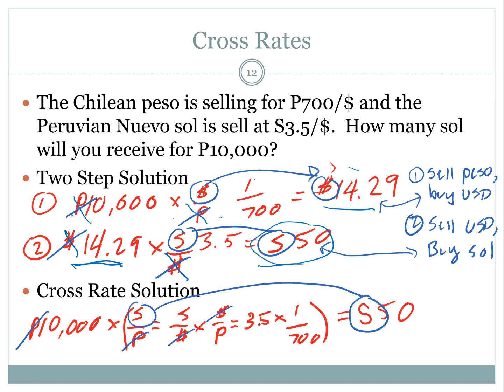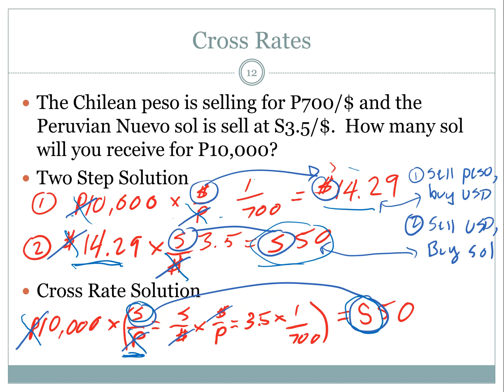Or you can do a one-step process and just try to figure out what the cross rate is. So let's think about this. How do I go from pesos directly to sol? The only way is to use this exchange rate right here. I need a sol per peso exchange rate, right? To go from pesos to sol, I just need to get peso down here and sol up here.